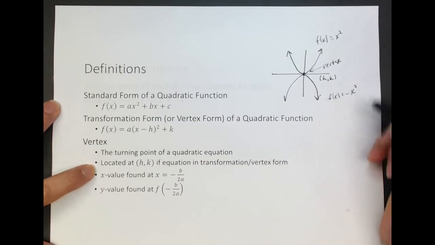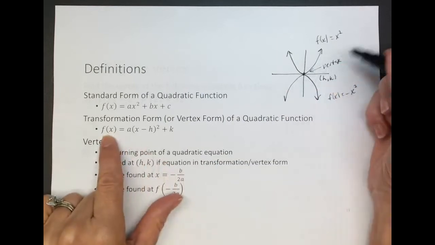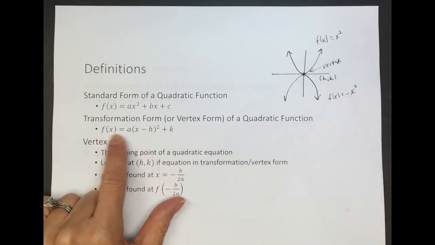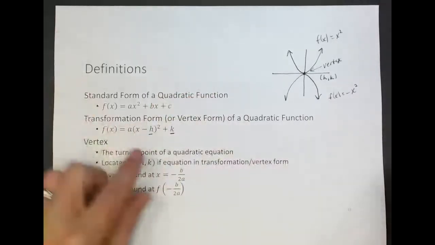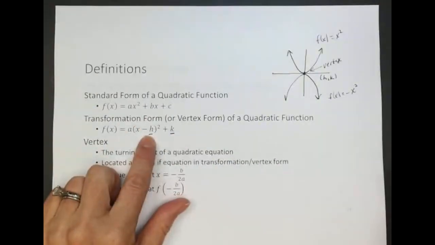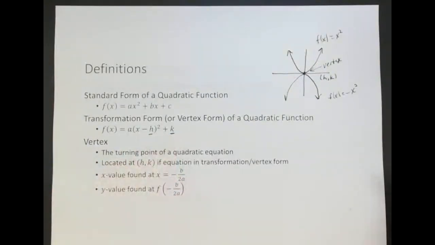It'd be located at (h, k) if we have a quadratic function in its vertex form. There's the h, there's the k. That's going to be the x coordinate of that vertex and the y coordinate of the vertex, okay?